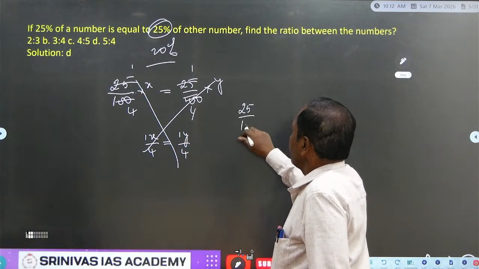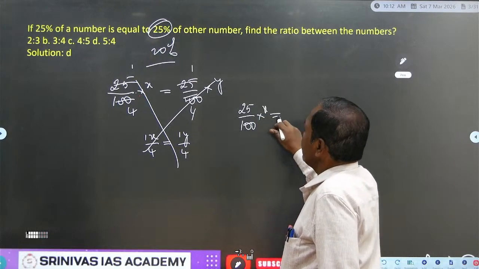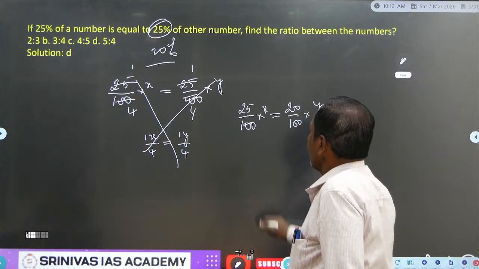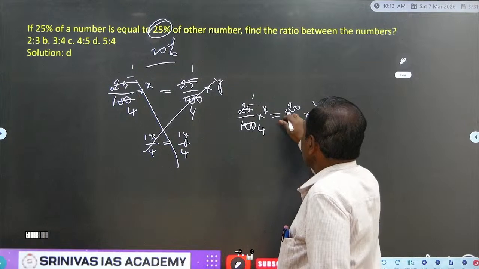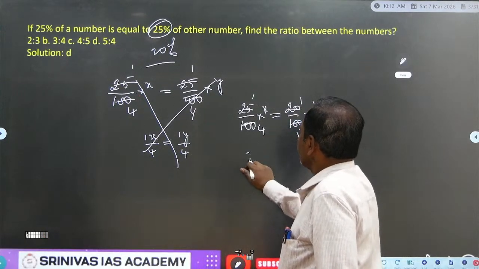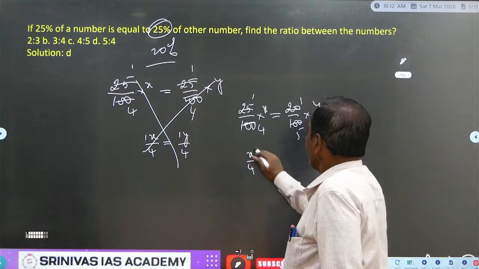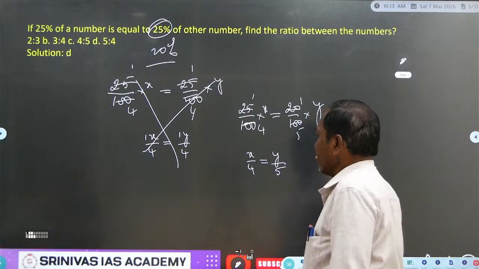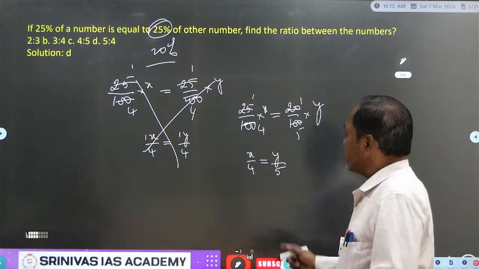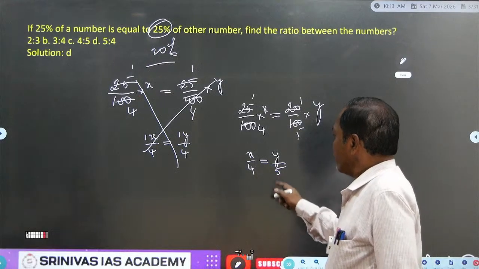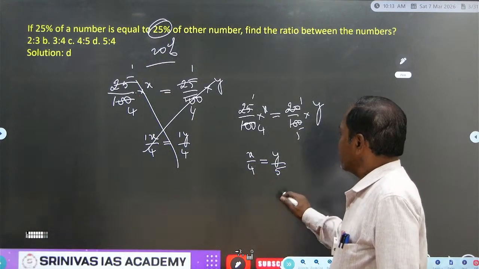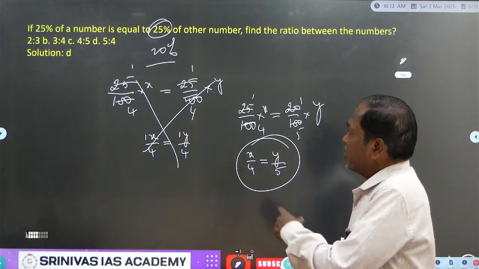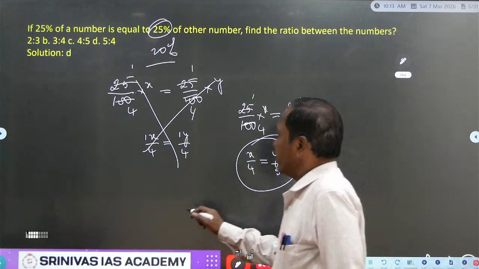25% of x is equal to 20% of y. 25 ones are 25, 25 fours are 20 ones are 25. And x by 4, even 1 is not required here, y by 5. Now, whenever there is a ratio of numbers, x is to y is 4 is to 5. That is option C, you can take it simply as 4 is to 5.